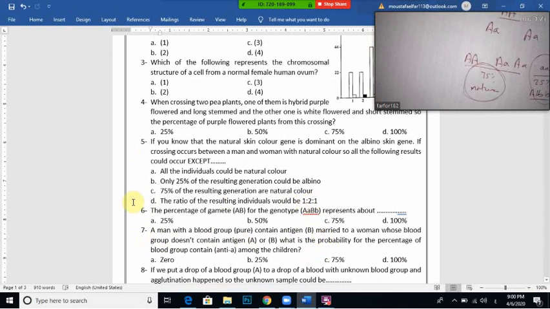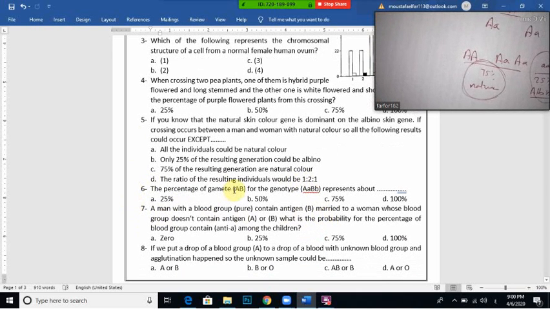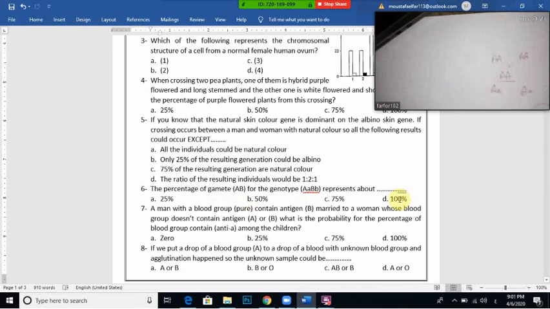Okay, number 6, the percentage of gamete A capital B capital for the genotype A capital A small B capital B small represents about 25%, 50%, 75%, or 100%. Let's make it as a genetic analysis.